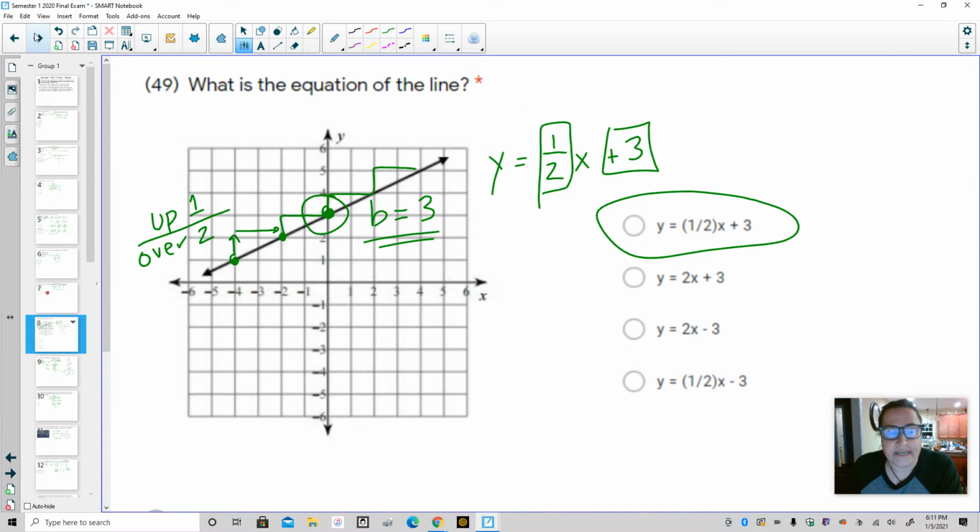The equation of the line. So here's what I want to look at here. The first thing I see very quickly is that my y-intercept is at +3. So there's my y-intercept. And then I look at where my line actually crosses the grid. So it's up 1, over 2, up 1, over 2. That gives me a 1/2, and it's actually a positive 1/2 x plus 3.